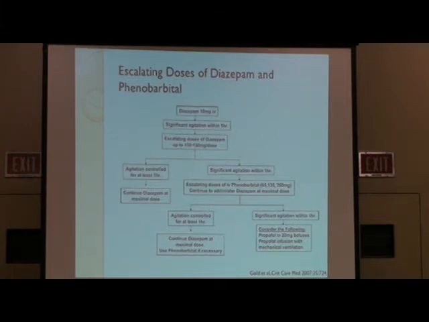If the patient was still agitated after reaching that amount of drug, then they would add phenobarbital on top of that, and the phenobarbital dosing was escalated. And if they were still agitated after adding the phenobarbital, going down this arm here, then they would consider propofol infusion, and perhaps mechanical ventilation.